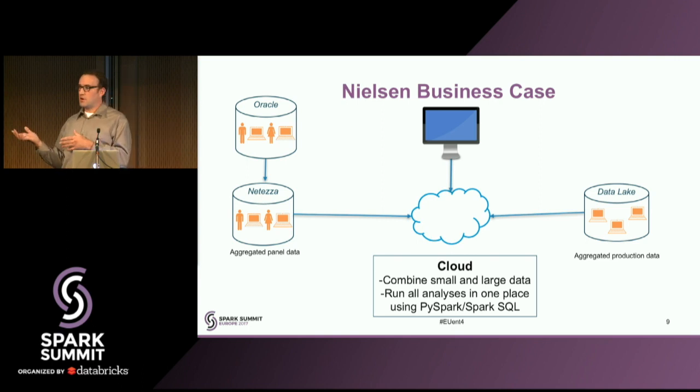We then have our aggregated production data in a data lake. And one really cool thing about Databricks and working in the cloud is we put all these data points together and can run all of our analysis all in one place. So we really combine our medium data from our panel and then our large data from our production data sources, put them all together, and then run all our analysis basically in one notebook or in one script. So this is really beneficial to actually making this methodology work.